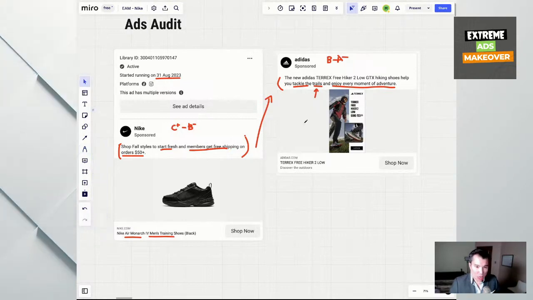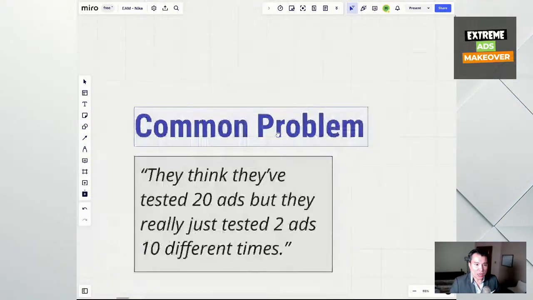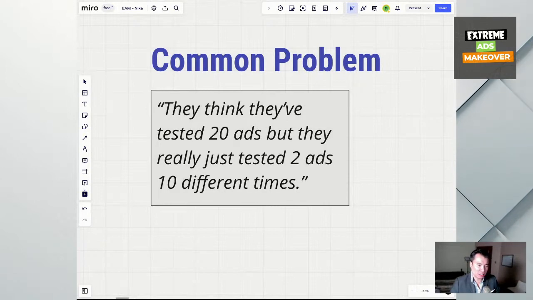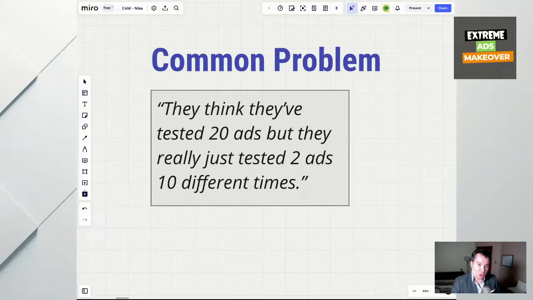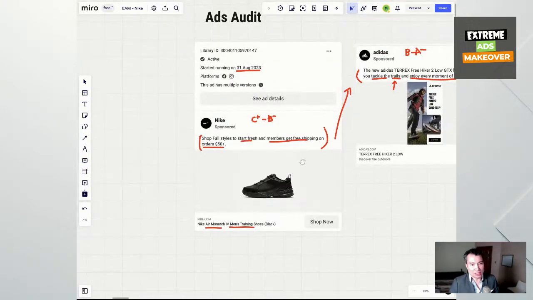Okay, so we need to talk about the challenge. I want to bring up the challenge that happens to a lot of teams, a lot of marketing agencies and internal marketing teams: they think that they've tested 20 ads, but in reality they just tested two ads 10 different times. So let me repeat. Your external marketing agency and your internal marketing team think they've tested 20 ads, but they really just tested two ads 10 different times. And as you can see, the reality really reflects what happens. This is the case of only one ad instead of two ads, but they just use it 10 different times, or 20 different times on multiple different mediums, right?